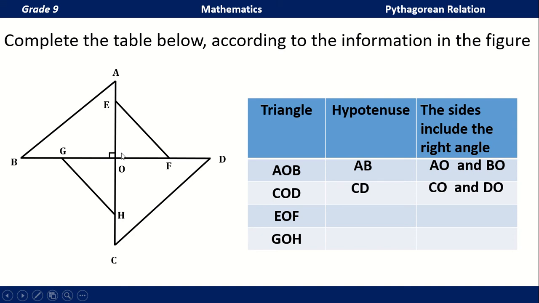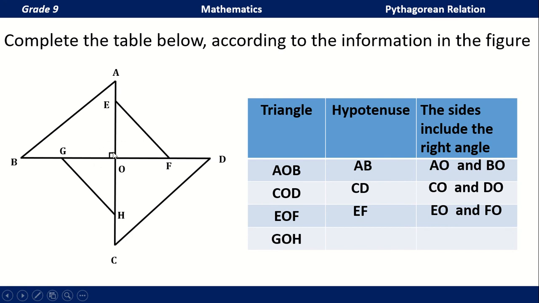As before, the side opposite to the right angle is the hypotenuse. So EF is the hypotenuse here. And the sides including the right angle are EO and OF. And the fourth one, the GOH triangle.